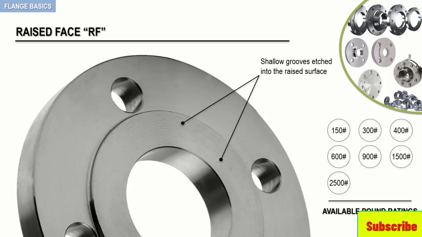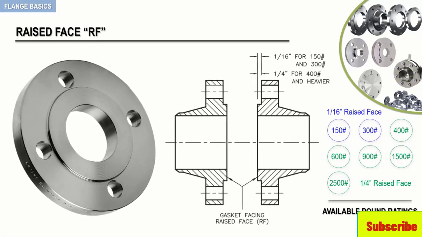Flanges rated 150 and 300 pound ratings have a 1/16 inch raised face. Flanges 400 pound ratings and above have a 1/4 inch raised face. The following figure includes a sectional view of a weld neck flange having a raised face.